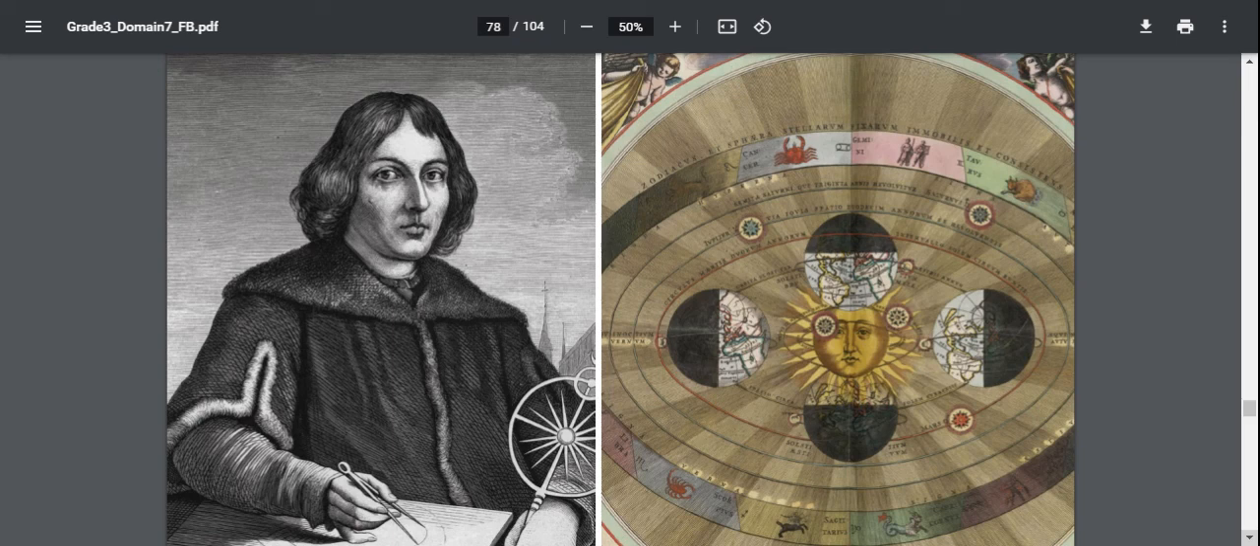What events on Earth occur on a diurnal or daily basis? Day and night, the tides, the sun rising and setting. Good ideas.